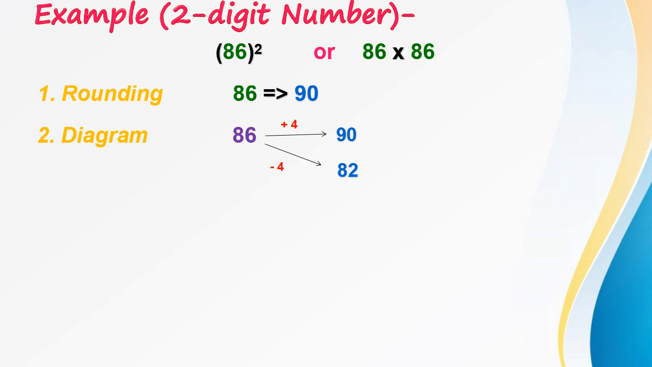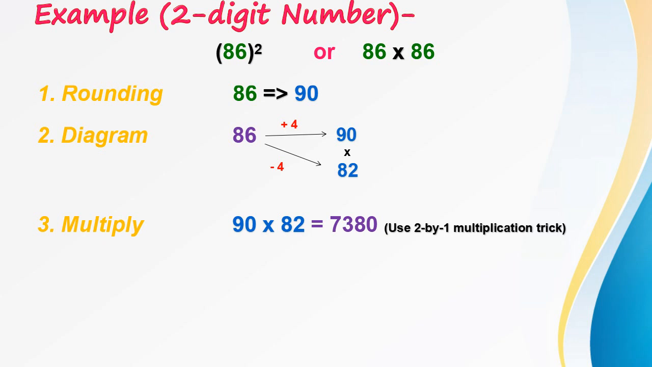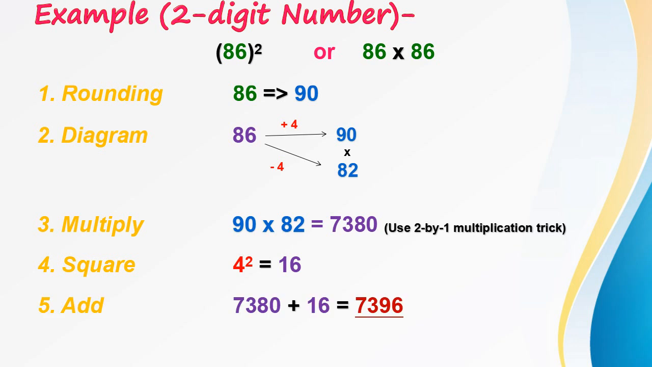Next, step 3. We will multiply 90 and 82. So, 90 into 82 is equal to 7380. Then, step 4. We will square 4. 4 square is equal to 16. Finally, we will add 16 to 7380 and the square of 86 is 7396. Squaring couldn't get any easier, could it?